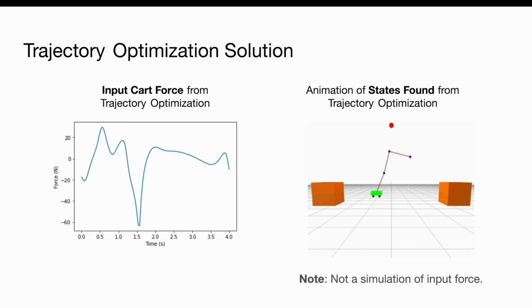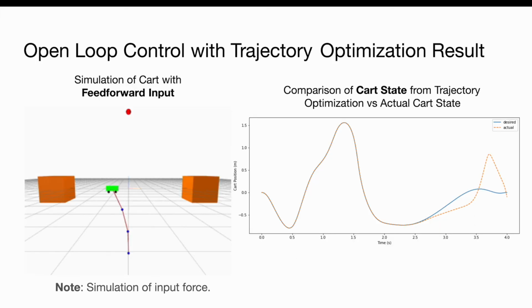When we also apply a constraint on the position of the cart, with these boxes you can see in the animation, we can find an input force trajectory, and then we can plot the states over time. However, if we actually plot what the input force would be if we commanded it to the cart, we see that the cart falls down. And in this graph on the right, you can see the cart deviates from its nominal trajectory.